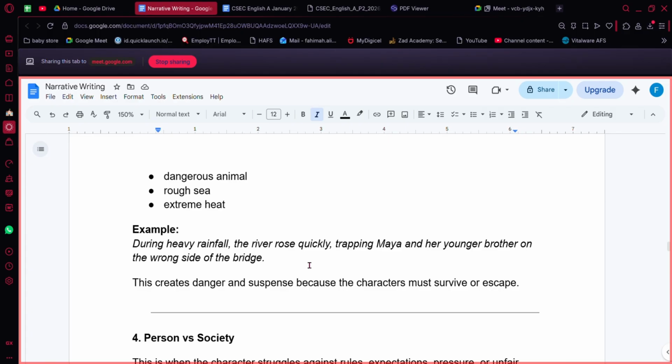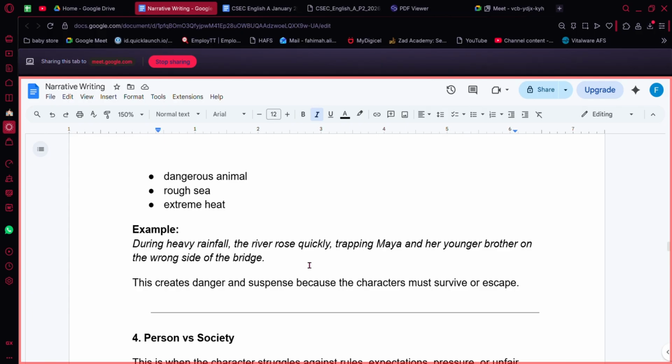So it's not another person trapping them, somebody not standing up on the bridge and telling them, look, you can't pass. They're also not battling something internal, so they're not battling whether they should cross or not. They're battling nature. Nature is preventing them from crossing. So you could also have things like that.